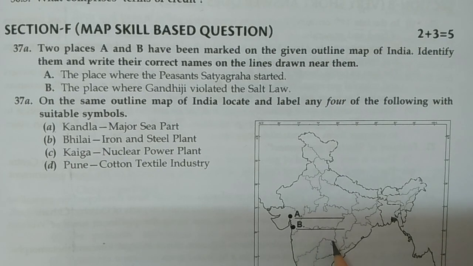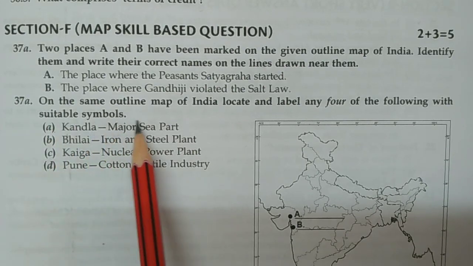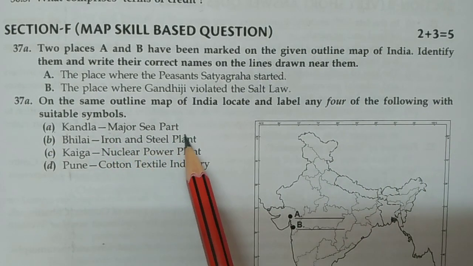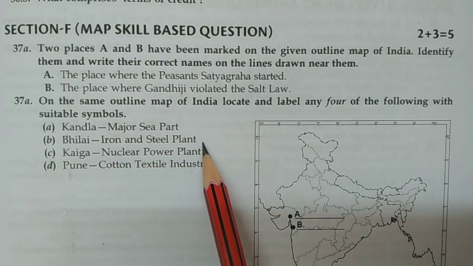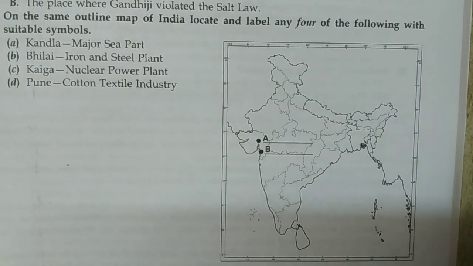B is the place where Gandhiji violated the salt law. So you can identify both these places, and you can write the exact and correct name of the place, and you can get full marks. So it's a very easy and interesting map based question, and you are generally getting here 5 out of 5. So in 37B, on the same outline map of India, locate and label any 4 of the following with suitable symbols. It's given here: A, Kandla, a major seaport; B, Bhilai, iron and steel plant; C, Kaga nuclear power plant; and D, Pune, cotton textile industry. So you can easily find all these things from here, and you can use this map to complete your answer properly. And after completing this last question, we have completed sample paper 5.